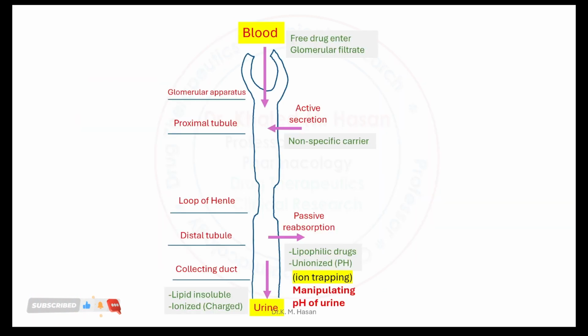Again, moving to the last part here, as you can see, ion trapping happens in passive reabsorption and will lead to enhanced medication excretion. And the medication should be lipid insoluble, ionized, and charged.